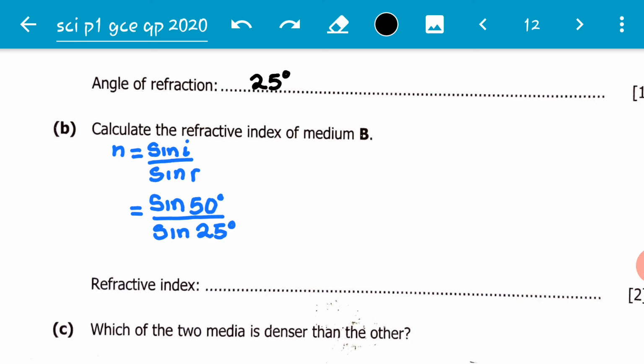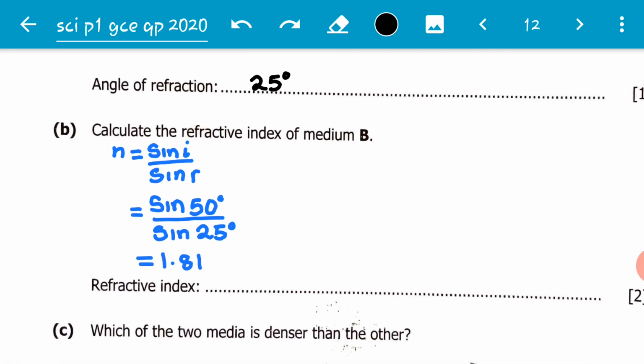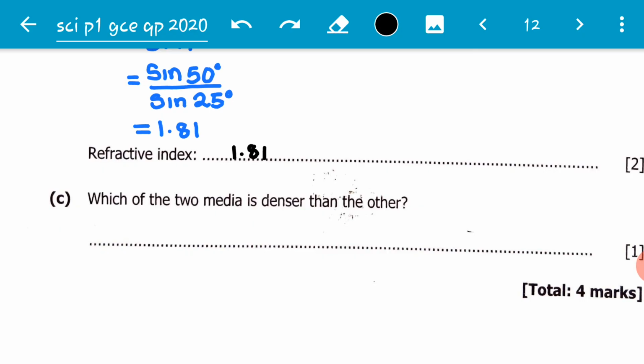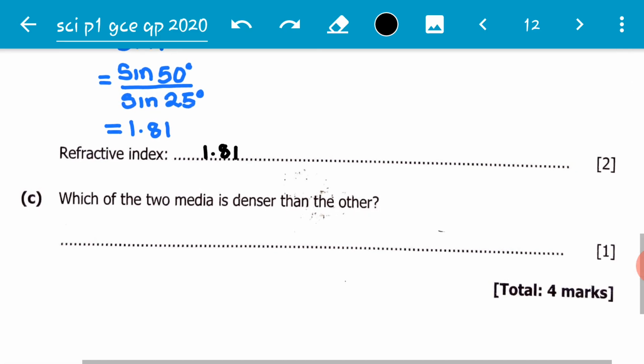Now sine 50 degrees over sine 25 degrees is 1.81. So that is our refractive index. Remember, refractive index has no units. So there, 1.81, which takes us to the last part of the question and the final part of our video today, which is question C.